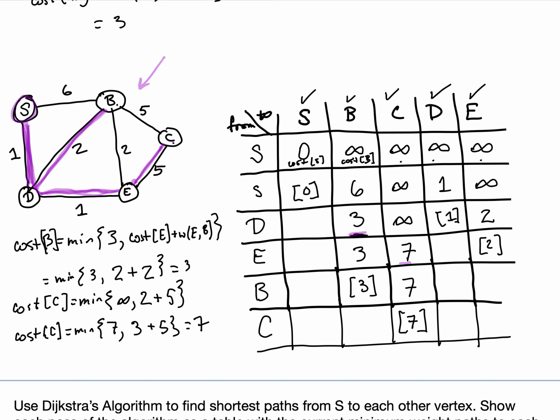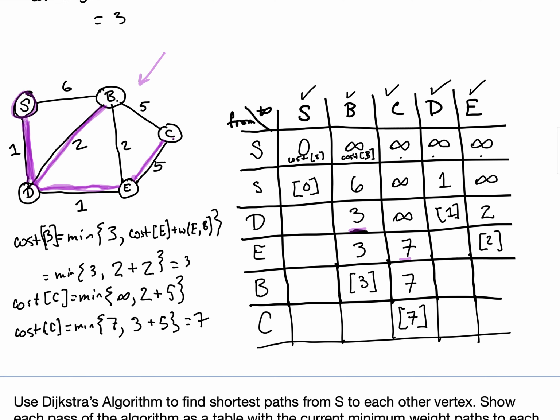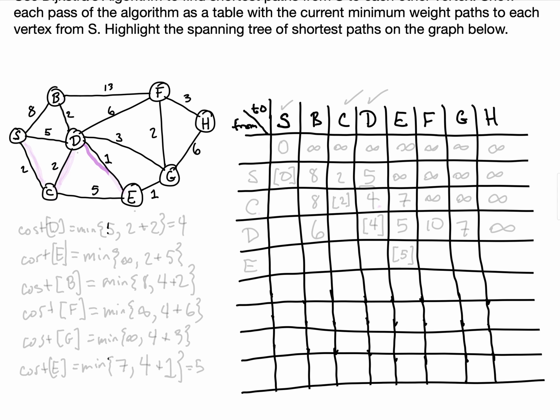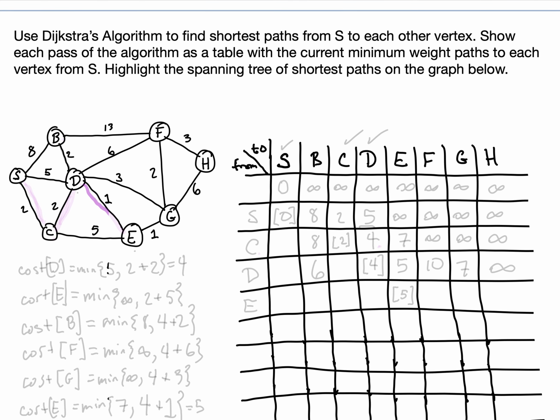Okay, let's take a look at a slightly larger example. So we've got this graph on the left. Again, we want to show each pass of the algorithm with a table, and we're going to highlight the spanning tree of shortest paths on that graph. So you could give that a try, and we'll talk about it in just a moment.